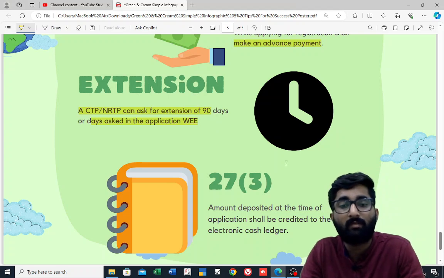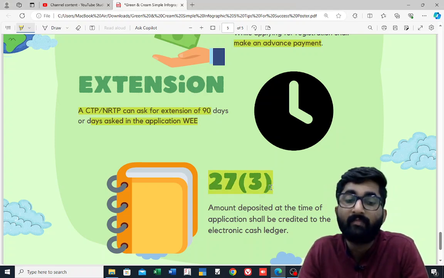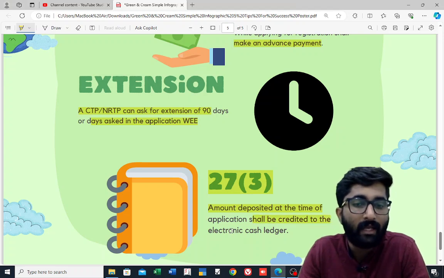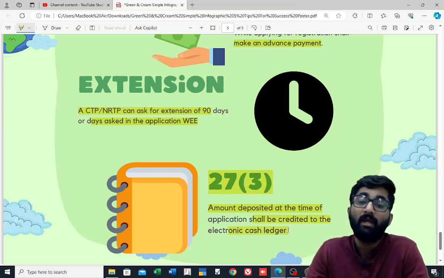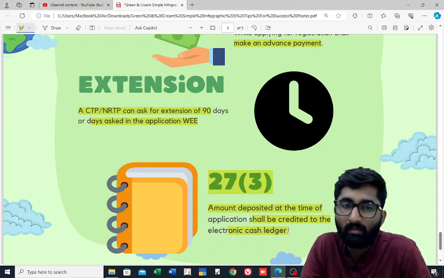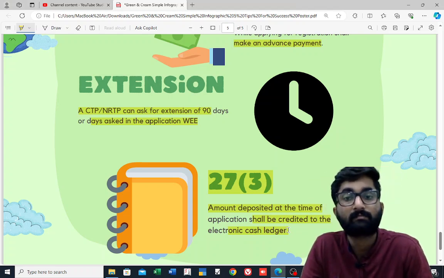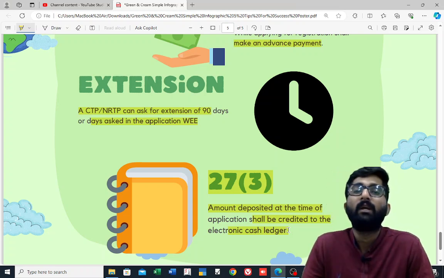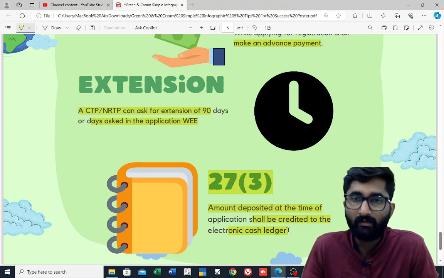And lastly, section 27 subsection 3 says that the amount deposited at the time of application shall be credited to the electronic cash ledger. Of whom? The electronic cash ledger of the CTP or NRTP. So these are some important points in section number 27, which is related to CTP and NRTP. That's all for today's revision.